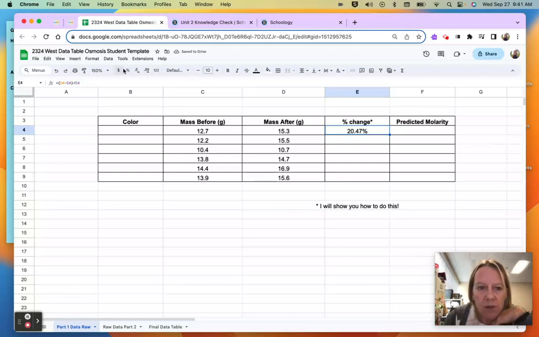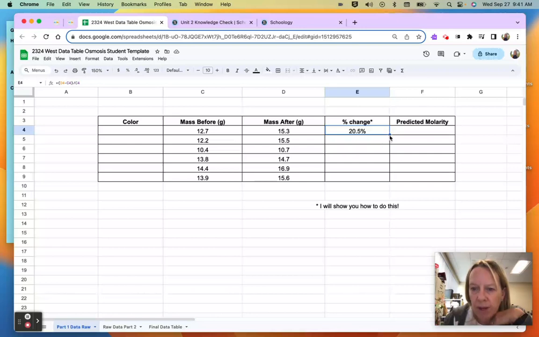Now you can also take it out. Okay, you can decrease your decimal places with these buttons up here. And you'll see that when you play with them, it goes back to the calculated value. I'm going to go down to a tenth because that is how precise our scales were.